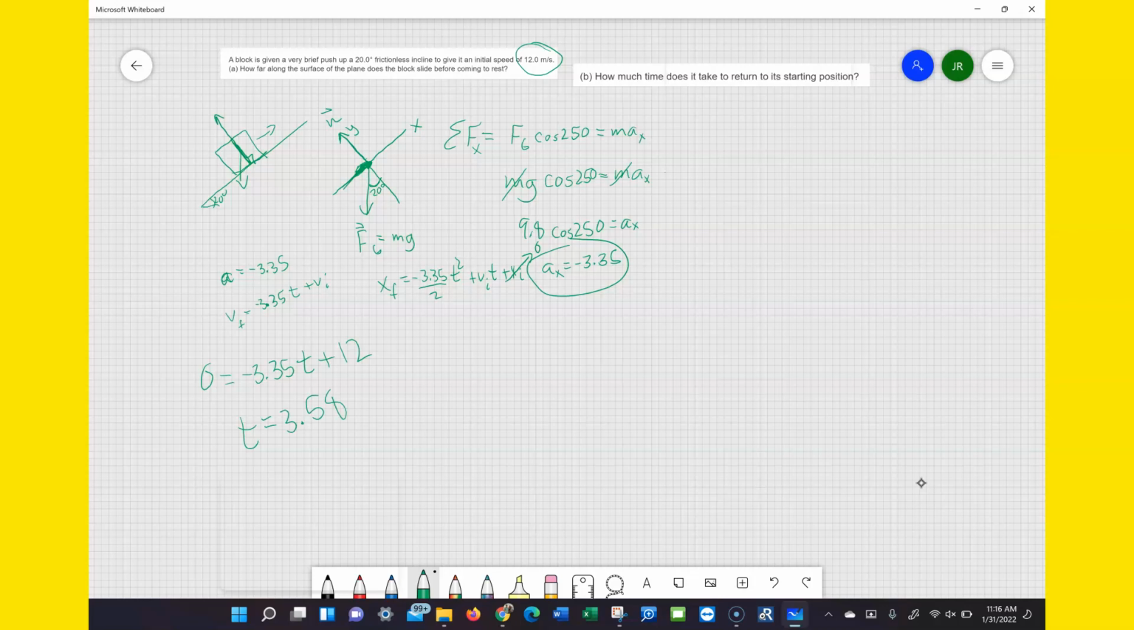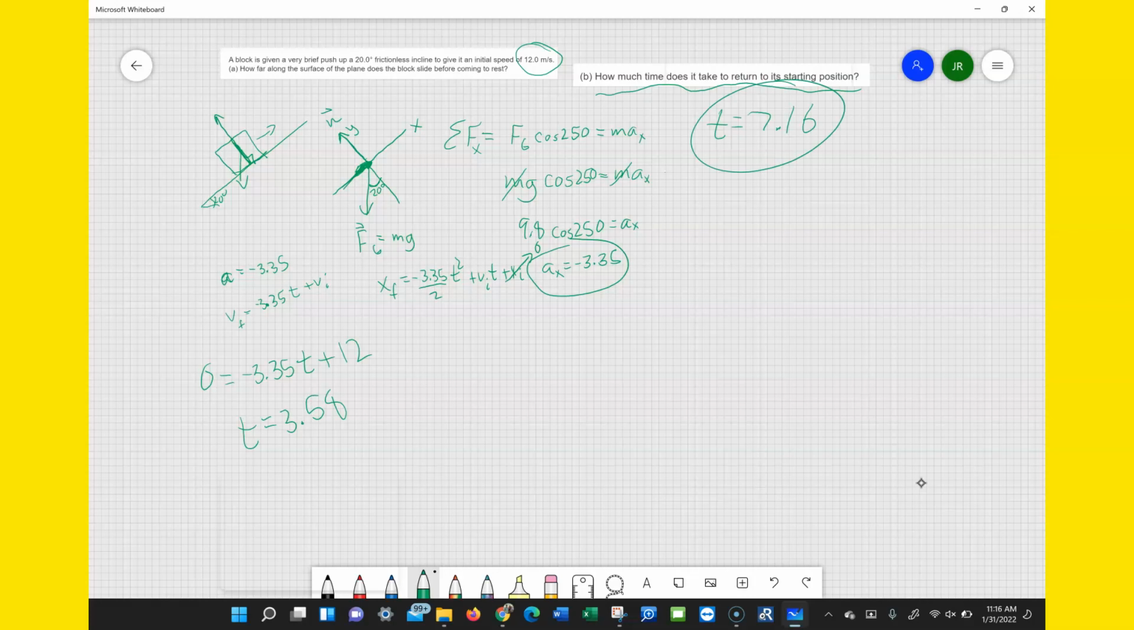So that's almost the answer to part B. It's not quite the answer to part B. It says how much time does it take to return to its starting position? Well, 3.58 is the time it takes to get up the ramp. Then it starts sliding back down the ramp. It's going to be a symmetrical kind of movement. It's the same amount of time up as back because it's a constant force, constant acceleration the whole time. So just double that. It's 3.58 to get up the ramp, 3.58 to get back down the ramp. So the time is going to equal 2 times 3.58, 7.16. That's the answer to part B.